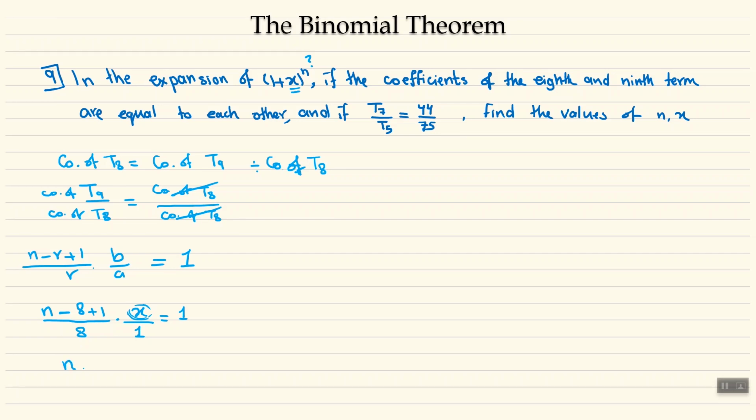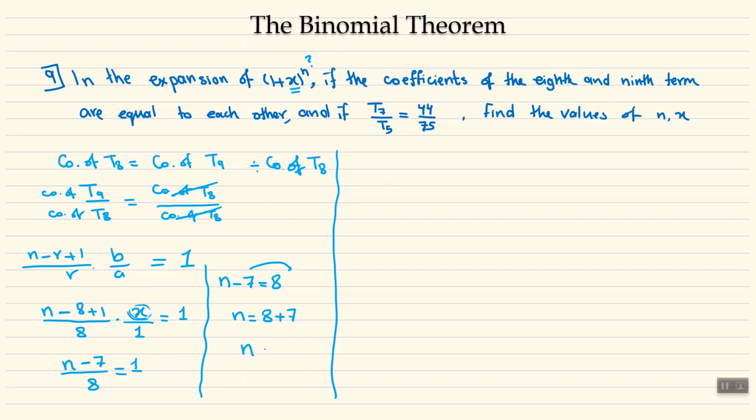So n minus 8 plus 1 is n minus 7, over 8 is equal to 1. We don't care about the variable, we care about the coefficients, because from here they want the coefficients only. I can cross multiply now, so we get n minus 7 equals 8. I can move minus 7 to the other side, so n equals 8 plus 7, and n is equal to 15. I found the value of n now.